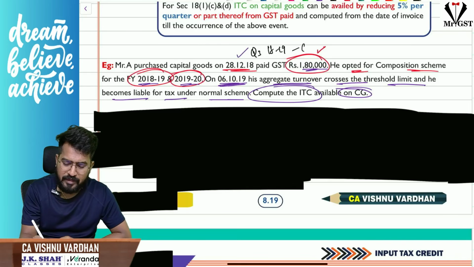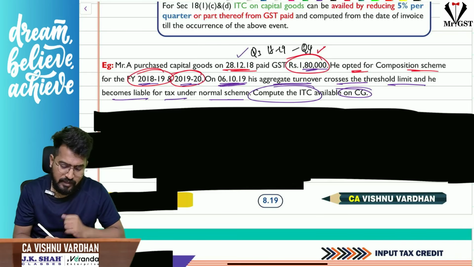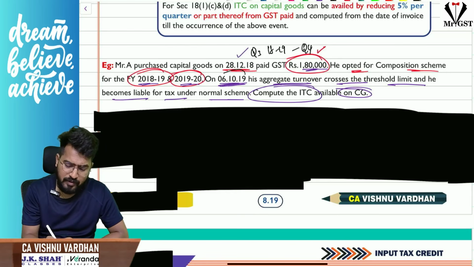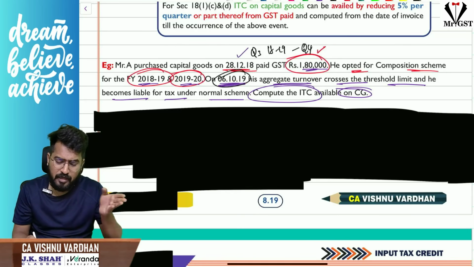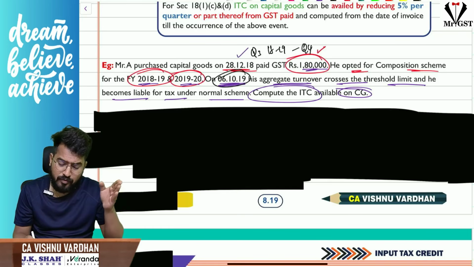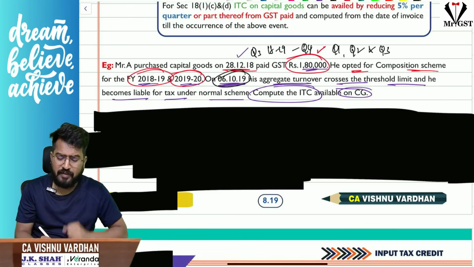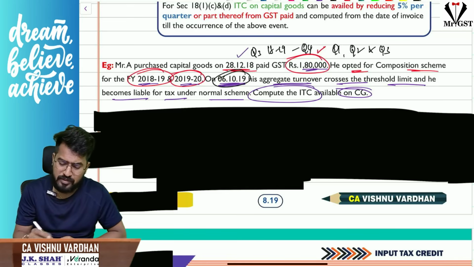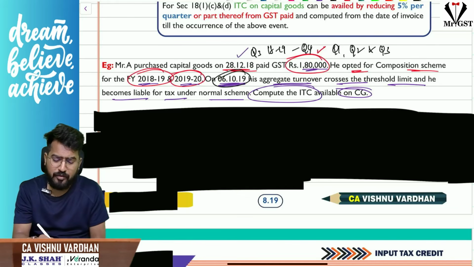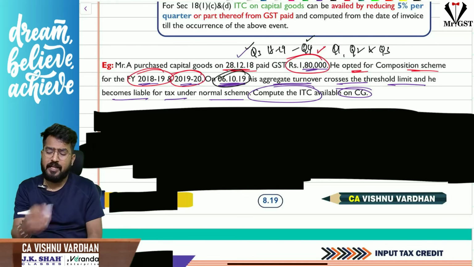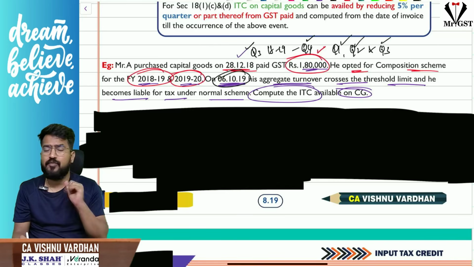So in 1819 Q4 also you have used, and this event is happening in October to December quarter of 1920 financial year. That means Q1 there, Q2 there, and Q3 there. So total 5 quarters you have used. Are you able to understand? You have used Q3 and Q4 in 1819, and Q1, Q2, Q3 in 1920 financial year.